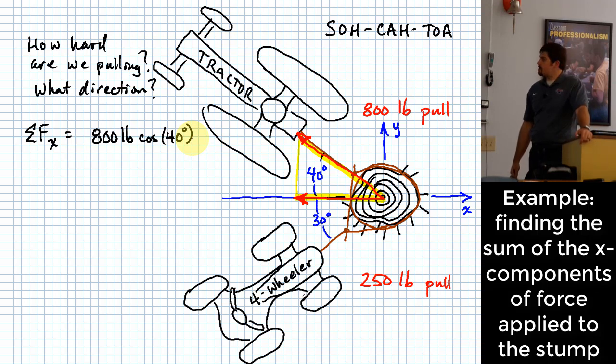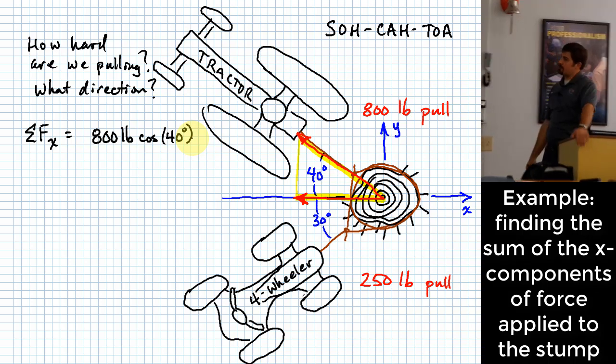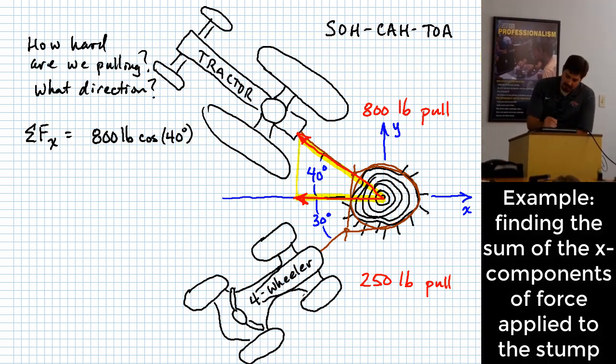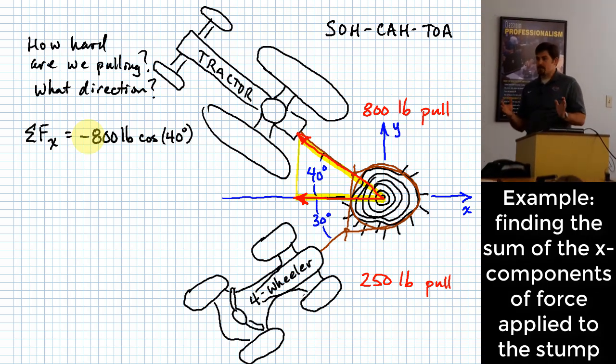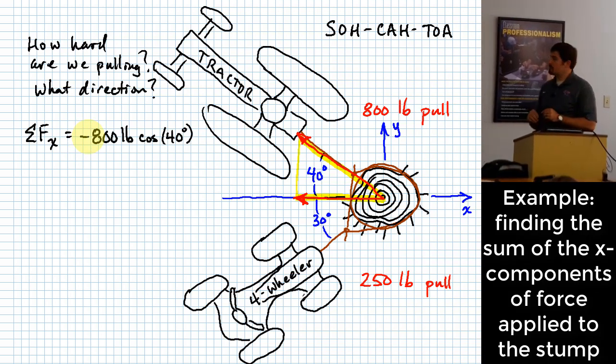Sometimes, though, I find it easier to look at it and say, I can see that it goes in the negative x direction. So why don't I just use the cosine of 40 degrees, which I know comes out positive, and separately apply a negative sign? Either way you do this is fine. As long as you are correctly identifying what direction that component will go, there's no problem with just looking at it and doing that intuitively.